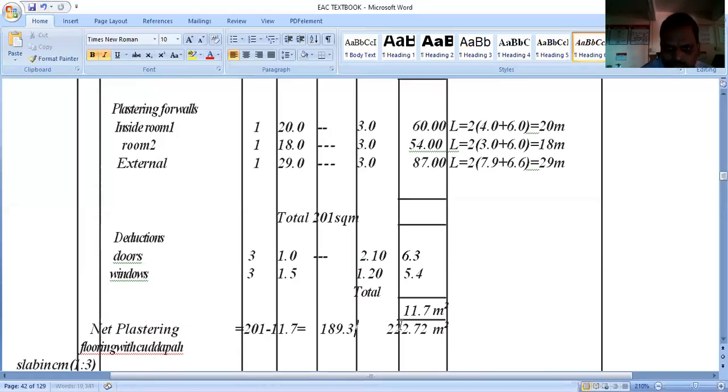We'll stop here. After this, in the next lecture, we are going to calculate the quantity of flooring and so on.